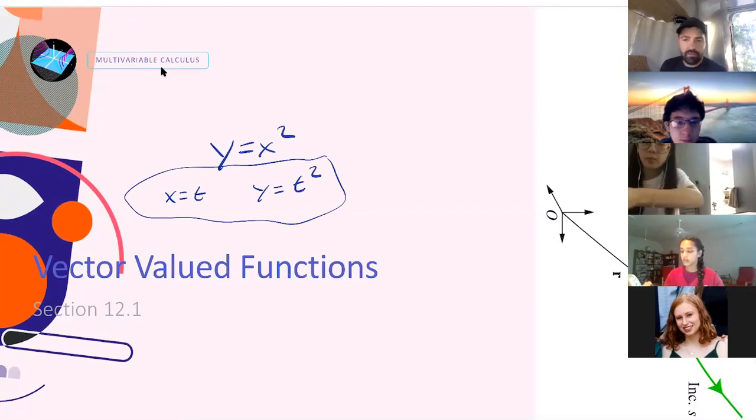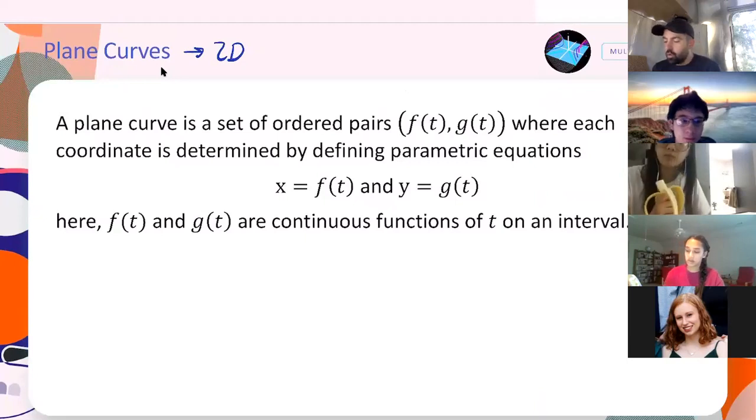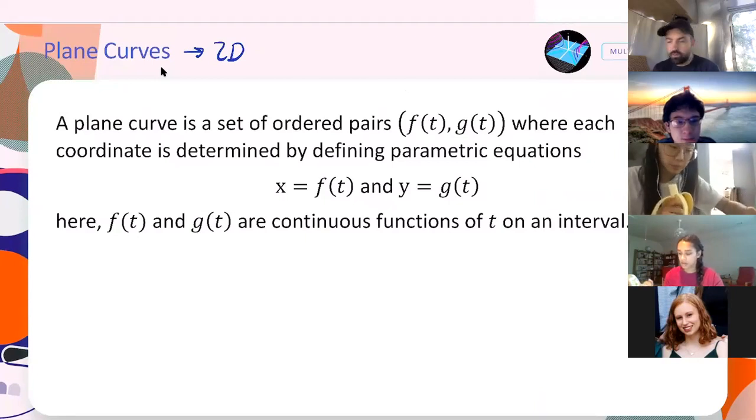We use what are called vector valued functions, because they take those parametric equations and put them into one equation that we can then work with. So plane curves just means 2D. We can get an ordered pair, f of t, g of t, which are the parametric equations, x equals f of t, y equals g of t. And we've seen parametric equations before. We used them at the end of last year. You've used them in pre-cal before. It's just getting a function that describes f and g separately.